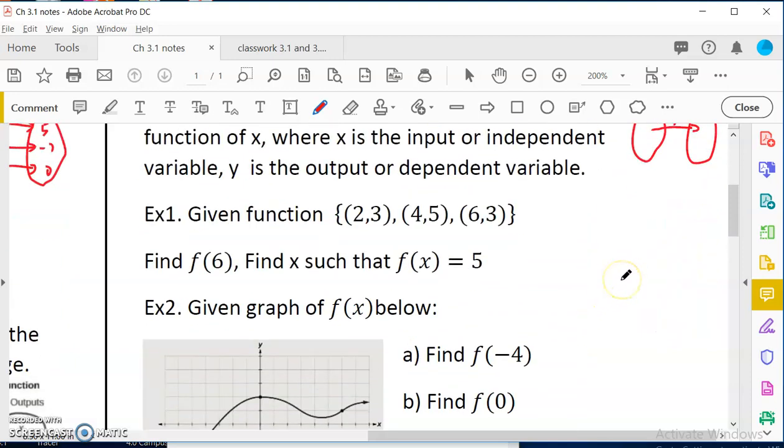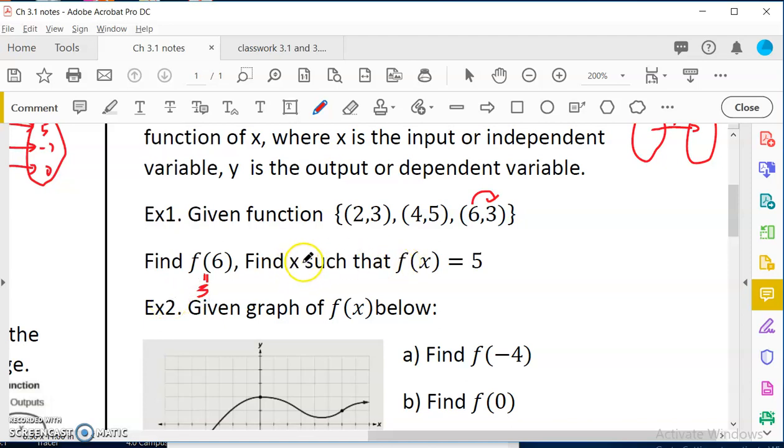So let's look at a very simple function. This function has 2 to 3, 4 to 5, 6 to 3. Find f of 6. F of 6 means, remember, this is not multiplication, although f is a name. In algebra we say an open parenthesis means multiplying, but when you're talking about a function, it does not. This just means give me the output when the input is 6. Looking at the inputs 2, 4, 6, 6 is here. 6 maps to 3. So we would say f of 6 is equal to 3.